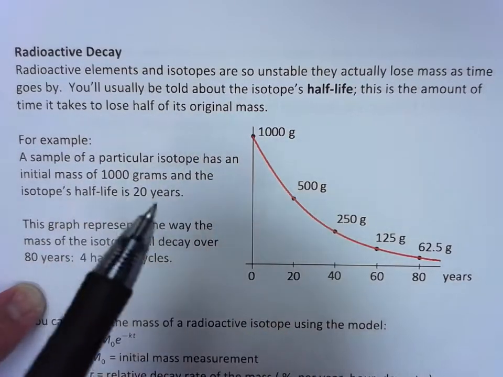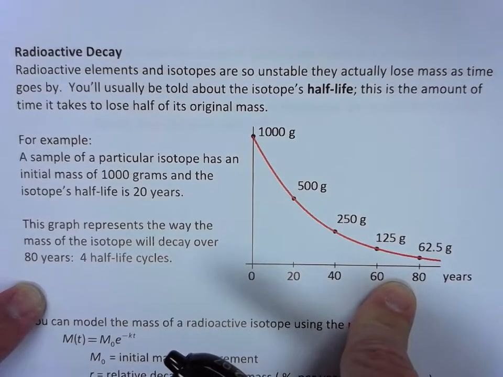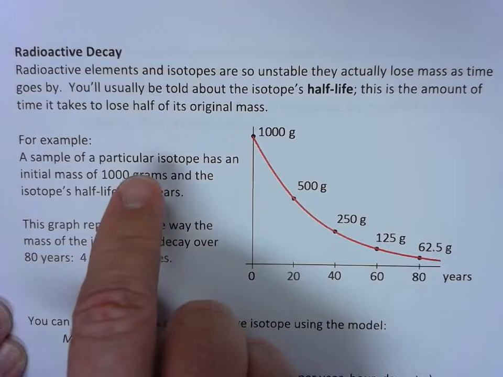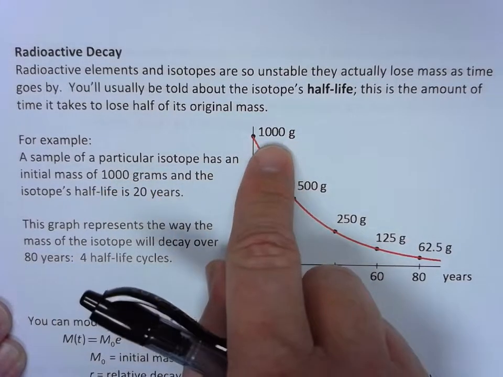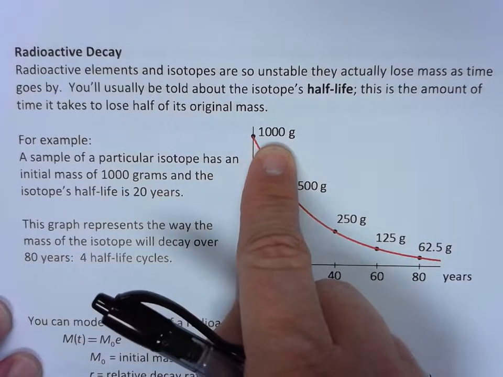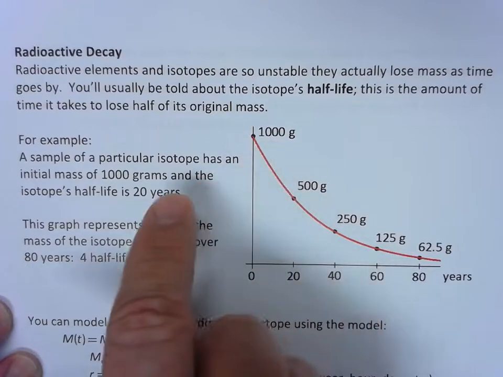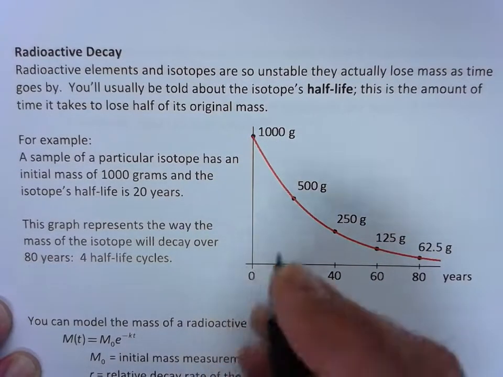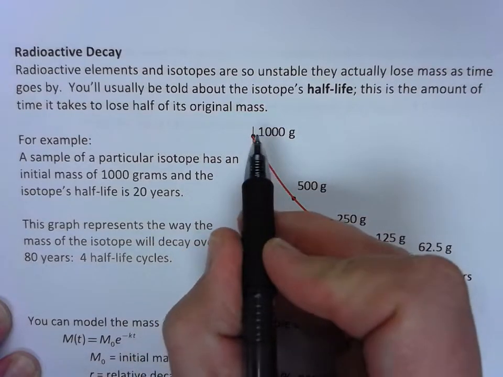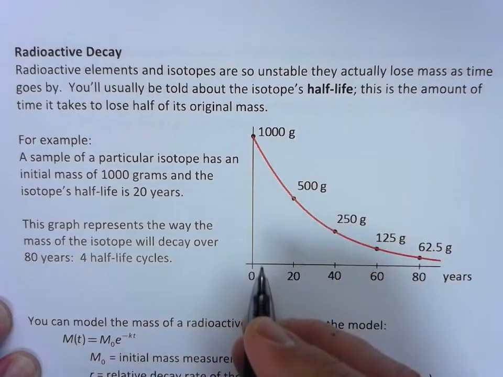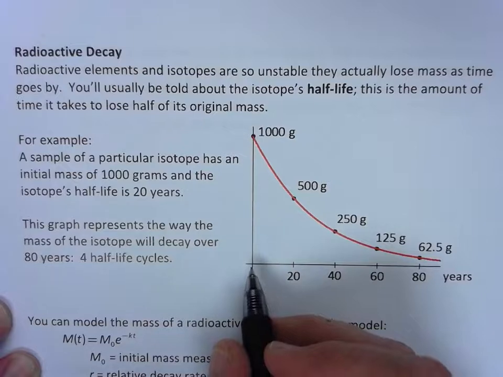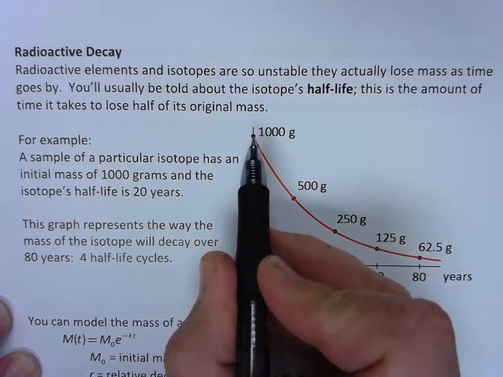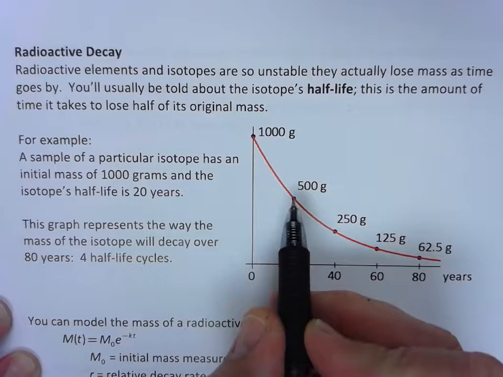of its original mass. So here's a graphic example of what half-life kind of looks like. We're starting with a particular isotope that had an initial mass of 1,000 grams, and its half-life is 20 years. So we start with year 0, the time the isotope was first acquired, and the mass then was 1,000 grams. Well, if the half-life is 20 years, 20 years later, what that means is the mass is going to decay down to half that much, 500 grams.